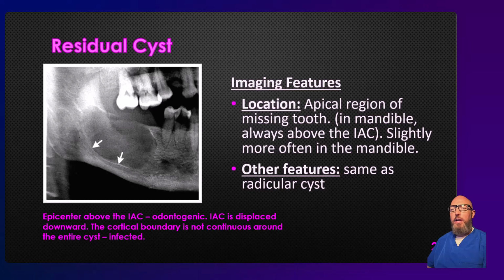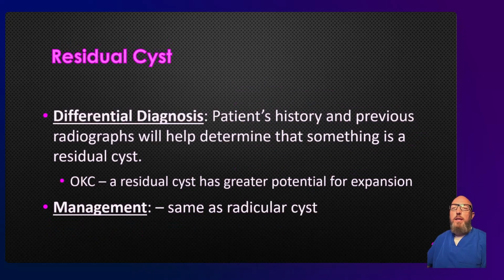And so remember, area of missing tooth in the mandible, it should sit above the inferior canal. These arrows show that the canal is being displaced inferiorly, which tells you odontogenic. Same round, corticated, radiolucent picture as most cysts, including your periapical cysts. And so what really clinches it for you, that'll be the history and previous radiographs, if you can compare it to previous radiographs. Management is going to be the same as a radicular cyst. Eventually, it's going to require surgery. So enucleation, that's just a term for conservative surgery for getting out a benign tumor or cyst.